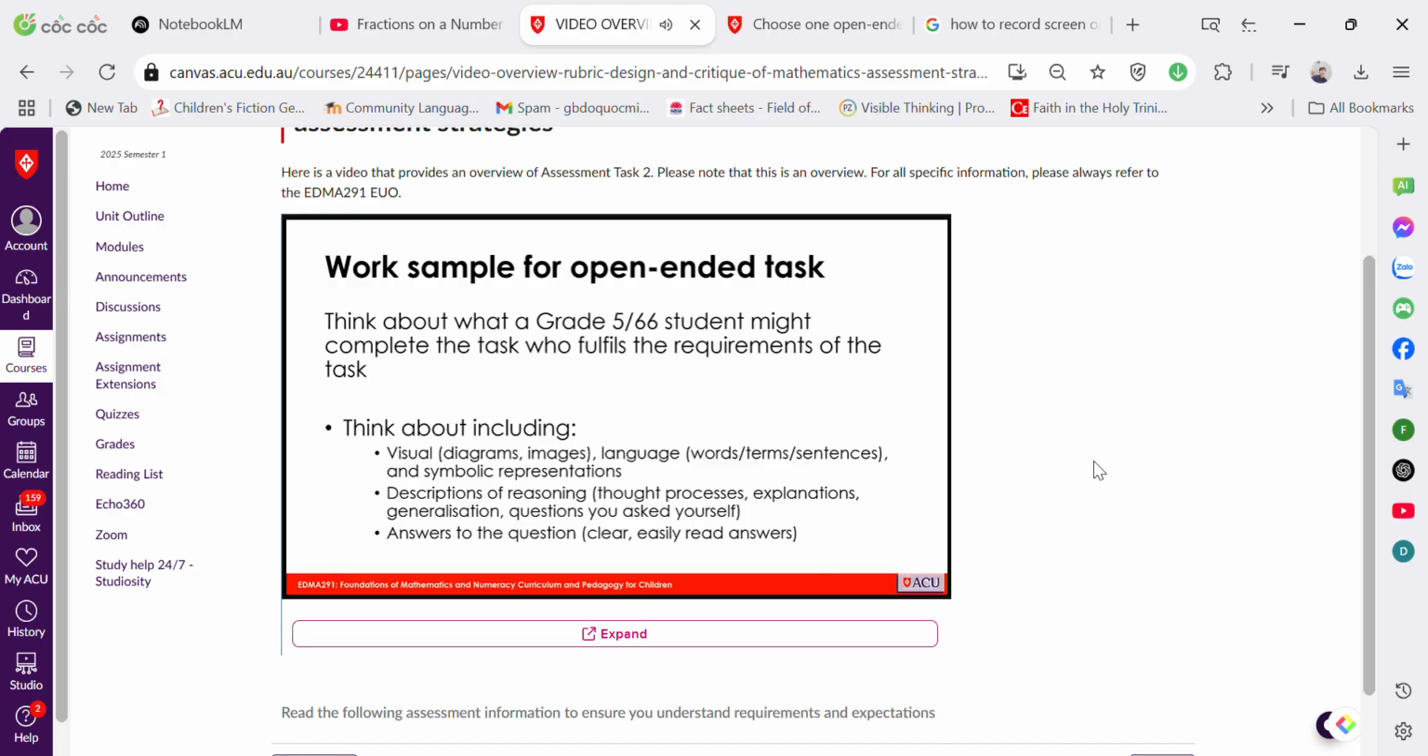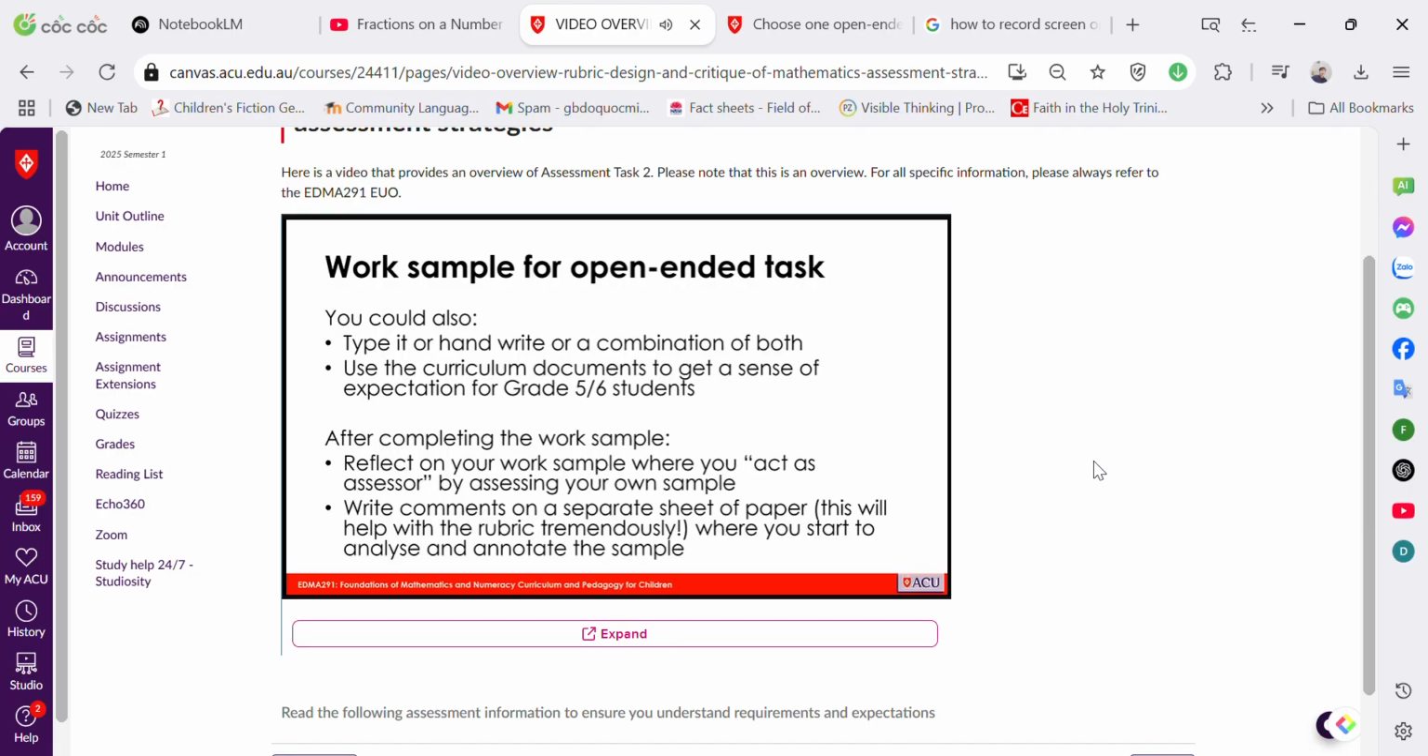And then after it, you're going to think about, what did I do when I did this? Do I have my solutions there? This is going to help you when you develop your rubric. With your work sample, you might type it up or handwrite it, or you might do a combination of both. But you might use the curriculum documents to get a sense of what the expectations are at grade 5-6 level in terms of upper primary. So we're focusing on upper primary students.